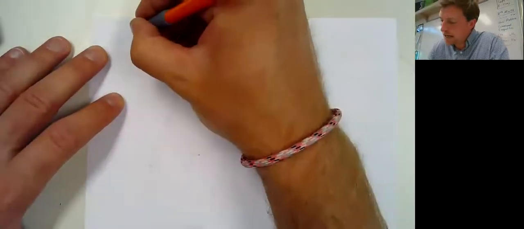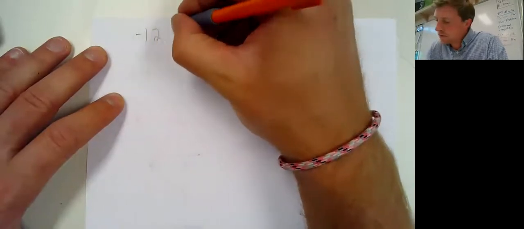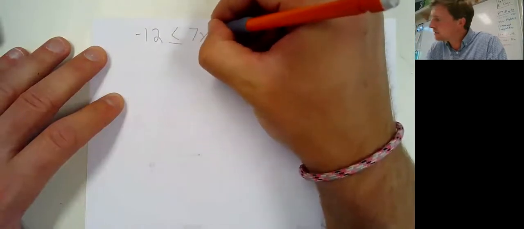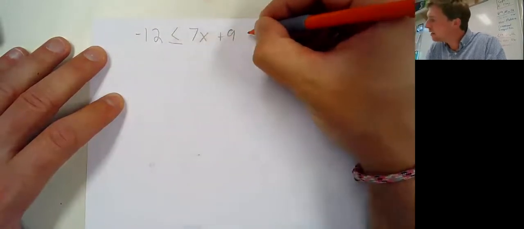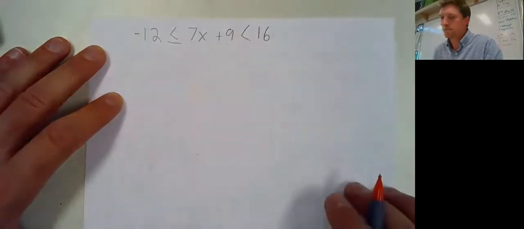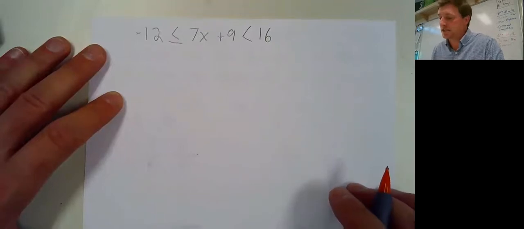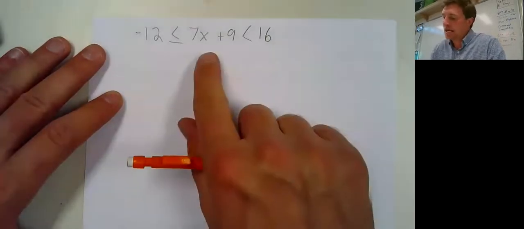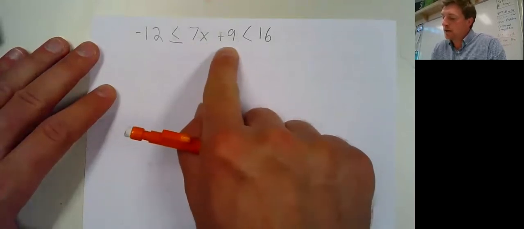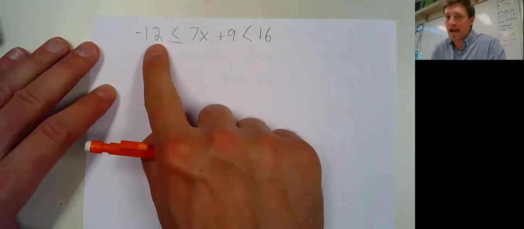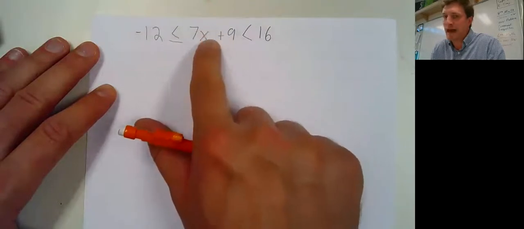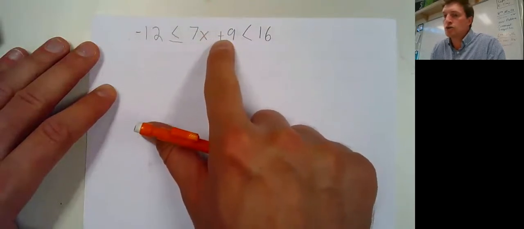We're going to do -12 is less than or equal to 7x plus 9, which is also less than 16. So this is one of those AND situations. This x, really what's in the middle here, needs to fall in between -12 and +16. Well, it's a little complicated because it's embedded in this expression, so we need to solve.